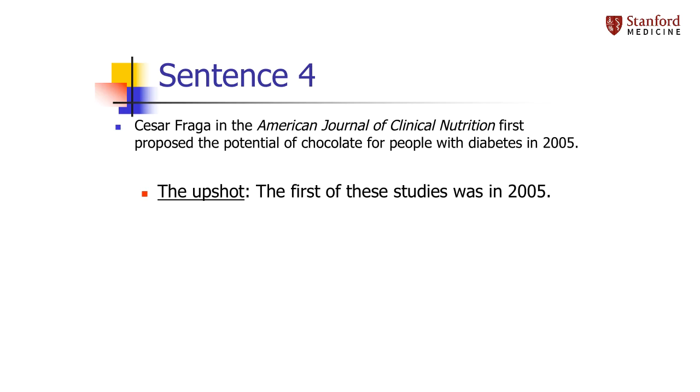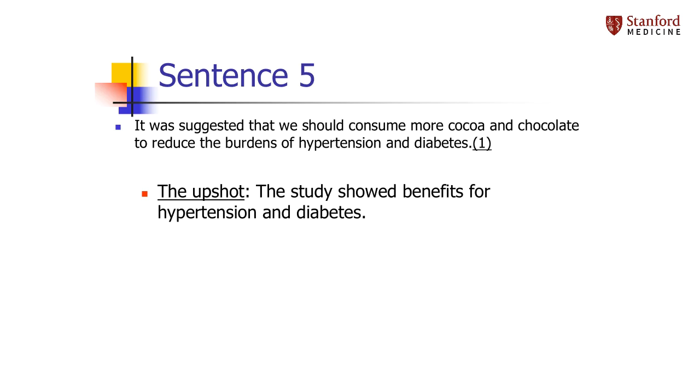And then we get, Cesar Fraga in the American Journal of Clinical Nutrition first proposed the potential of chocolate for people with diabetes in 2005. This just boils down to the first of these studies was in 2005. When I edited this paragraph, I actually decided that some of the specific details about this first study aren't really critical and actually detract from the main idea of this paragraph. So in my final edit, you'll notice that I took out the author's name and the journal's name. I don't think those specific details are important in this context.